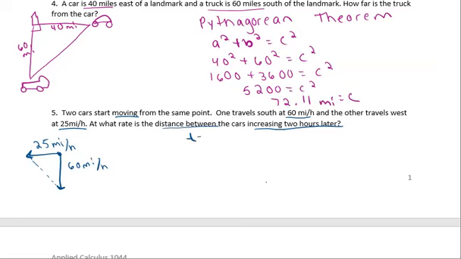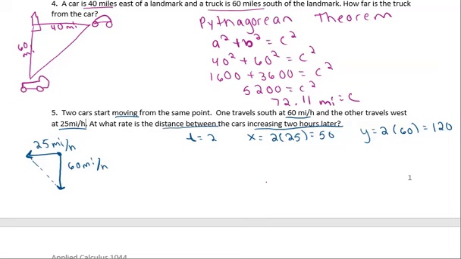We know our time is 2 because it says 2 hours. What would our X be? How far would this car have gone? Well, look right here. It says that it's 25 miles per hour. The rate of change is 25 miles per hour. So if it's gone for 2 hours, it would be 2 times 25, which means the car is 50 miles from where it started. The car that's driving south, let's call that Y. Same idea. It's been driving for 2 hours at 60 miles an hour. So it would be 120 miles from where it started.